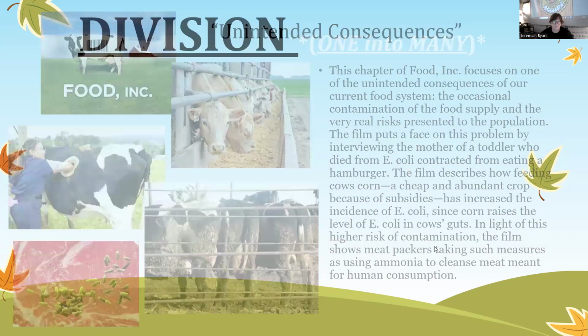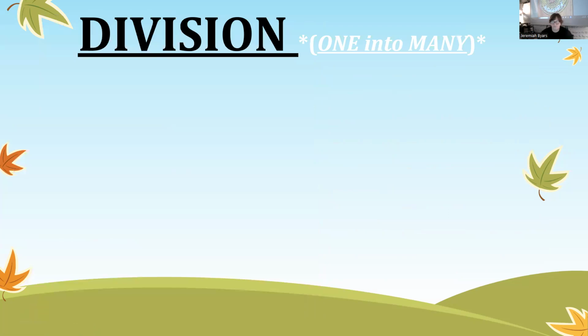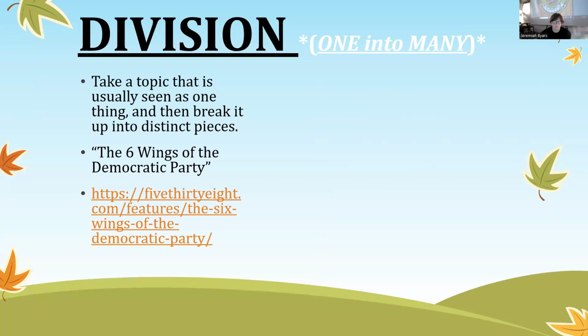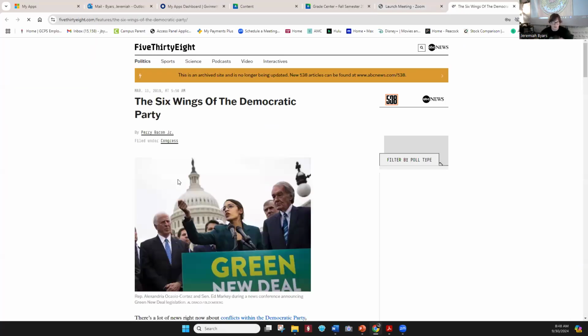Okay. Now, division. Division is when we take a topic that is usually seen as one thing and then break it up into distinct little pieces. So, for example, the 6 wings of the Democratic Party. You might think a Democrat is a Democrat, but that's just not really true. If we follow this link, let's see. Here, okay. All right.